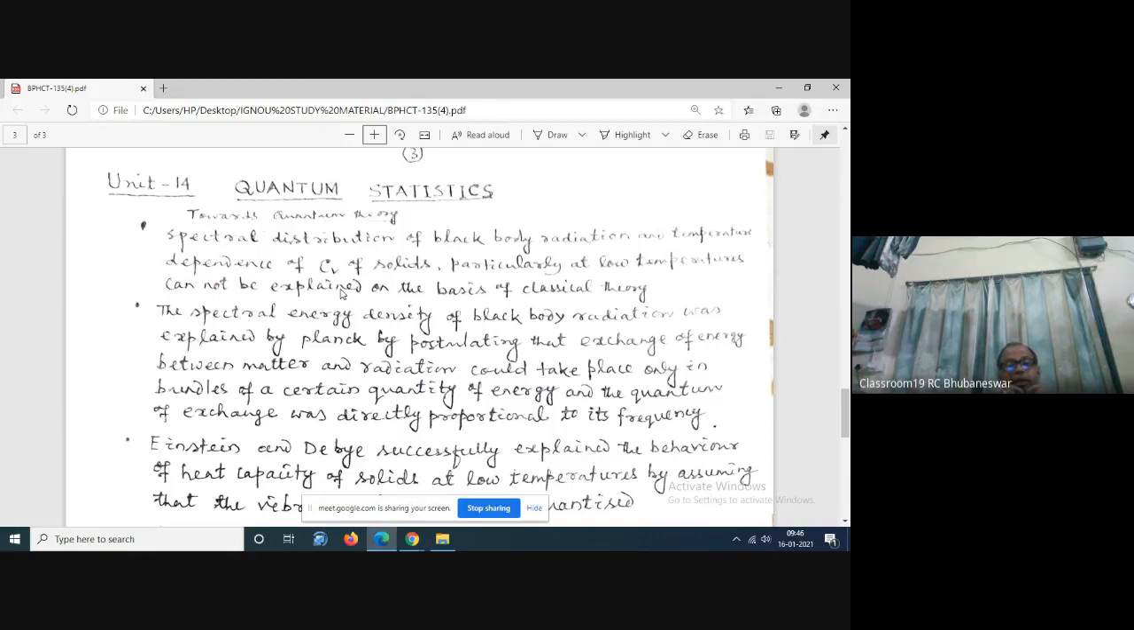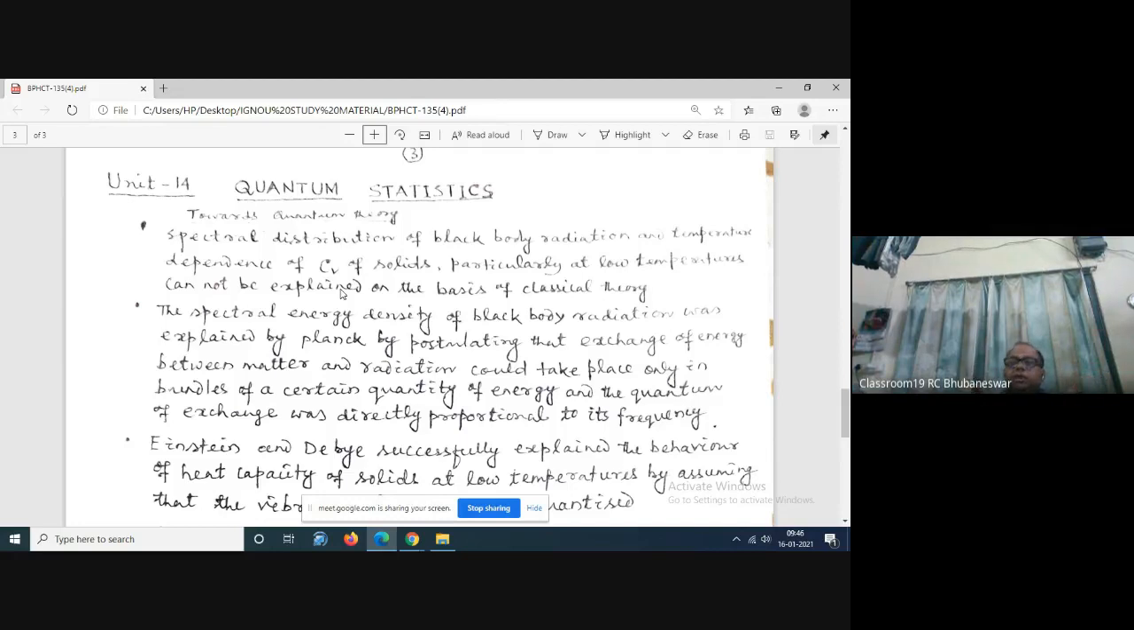Now, see, the spectral energy density of a black body radiation was explained by Planck by postulating that exchange of energy between matter and radiation could take place only in bundles. This is where the basic difference starts. Thus, the exchange of energy, the radiation incident on the matter.